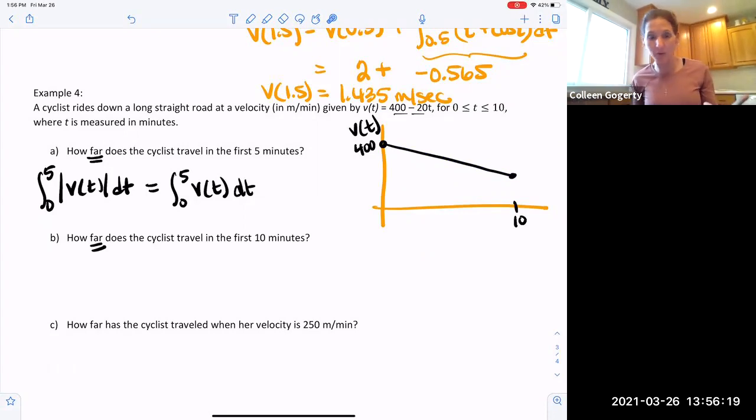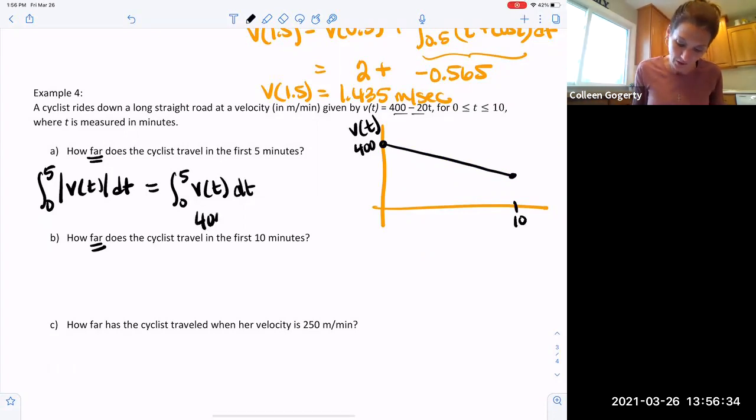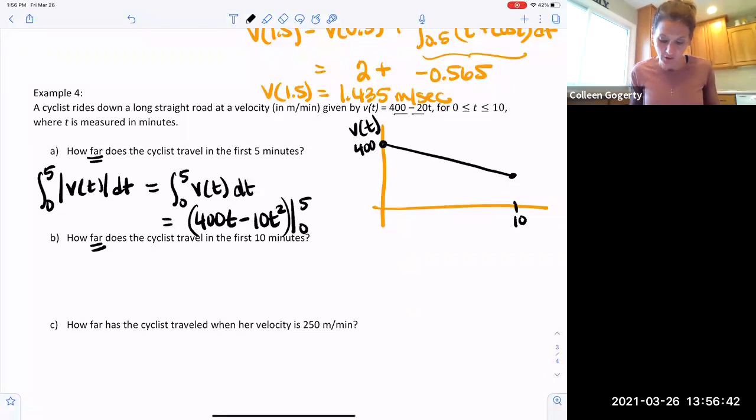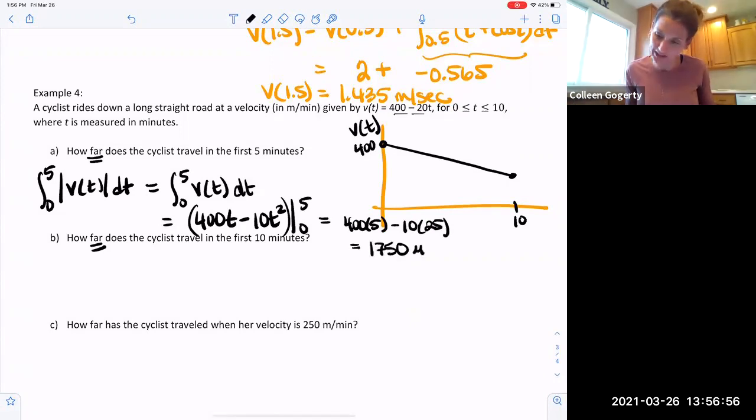So this is not a problem where they're giving me different parts. So I just need to integrate from 0 to 5 of the velocity function. So this is a pretty easy question to do by hand. So our velocity function is 400 minus 20t. So that is 400t minus 10t squared. And I need to evaluate it from 0 to 5. So 0 is nice and easy. There's nothing there. So 400 times 5 minus 10 times 25. And I'm getting an answer of 1,750 meters.